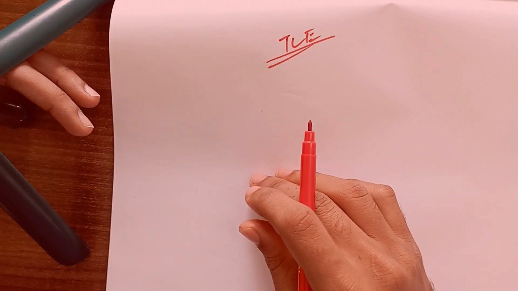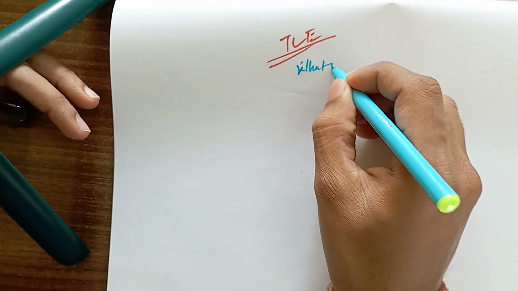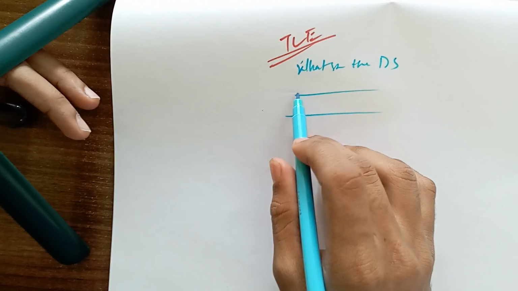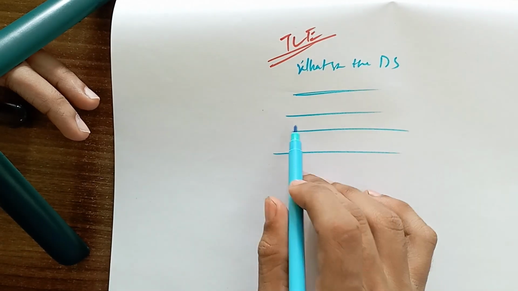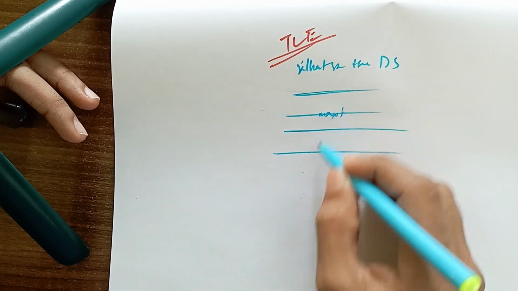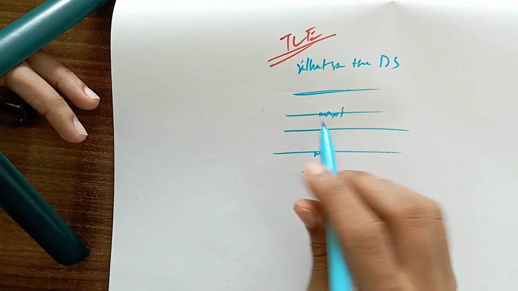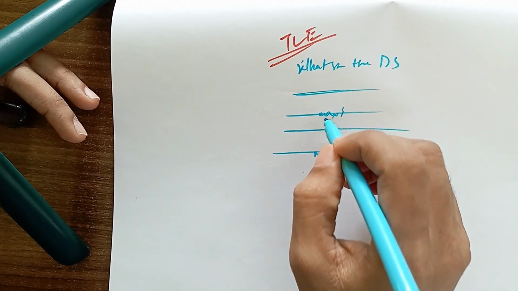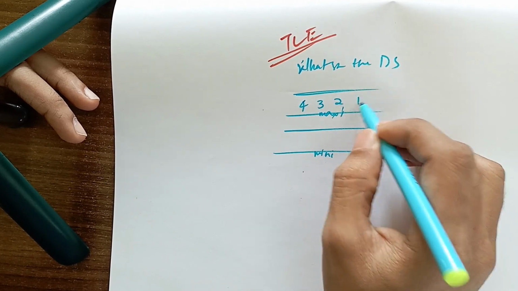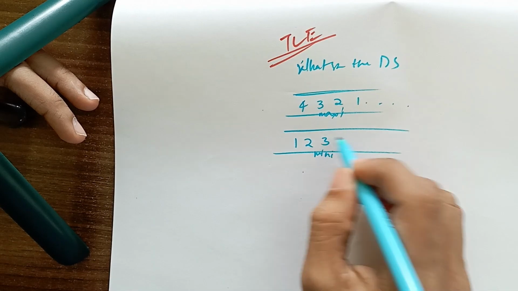Now, what is that data structure? Let us say we have maximum elements and minimum elements. Let me say these are the maximum elements and these are the minimum elements. In maximum elements, we will be storing 4, 3, 2, 1, and so on. In minimum elements, we will be storing 1, 2, 3, 4.